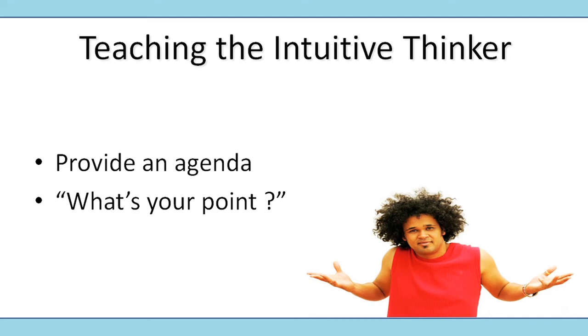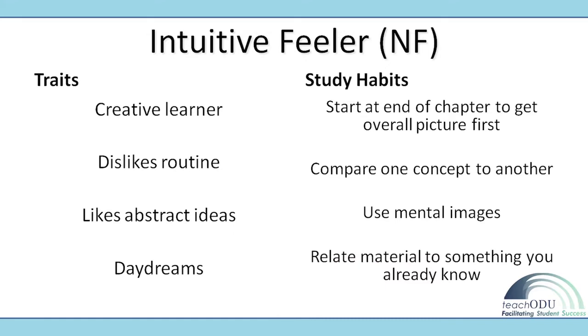You have to use those examples and those real world concepts for these students. The intuitive feeler. I feel like these students are the most difficult to teach because they are not as engaged as I would hope, because they like to daydream. They're your creative learners. They like abstract ideas, they dislike routine, so they are the complete opposite of your STs. They are just like the NTs, where they should start at the end of the chapter to get the overall picture. They need to use mental images because they can draw up those images in their mind, and they should also relate the material to something that they already know.